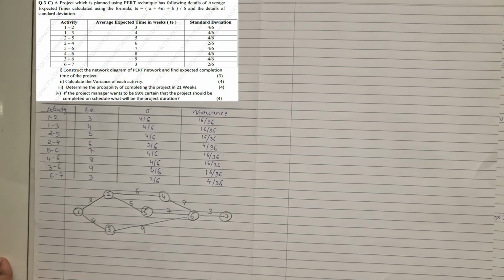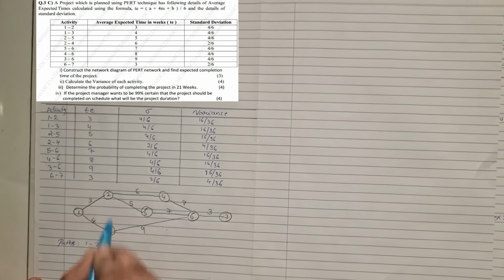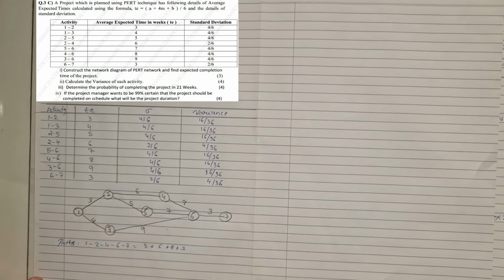Once we get that, we can note down the critical path. First we'll note down the paths. Our first path is 1, 2, 4, 6 and 7, which is 3 plus 6 plus 8 plus 3, which comes to 20 weeks.